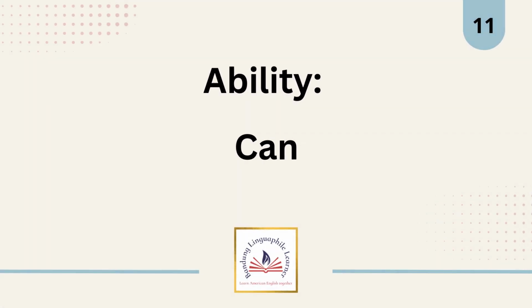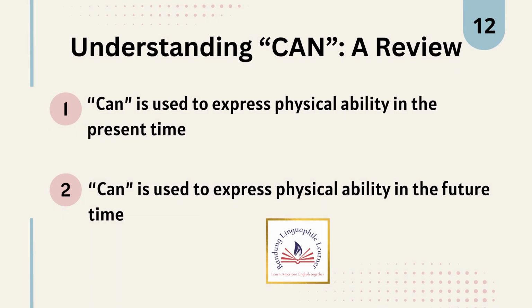Can is used to express ability. Understanding can. A review. Number 1. Can is used to express physical ability in the present time. Number 2. Can is used to express physical ability in the future time.